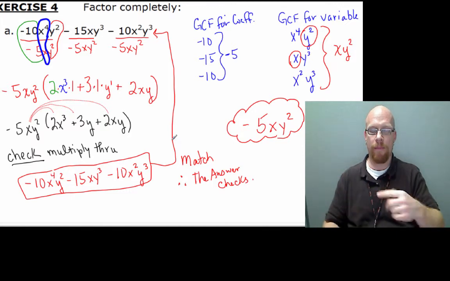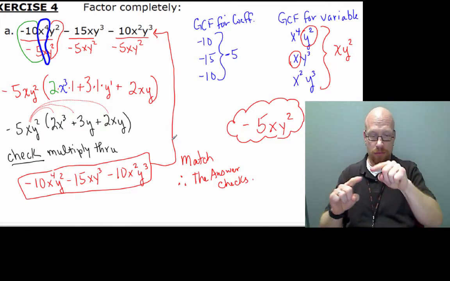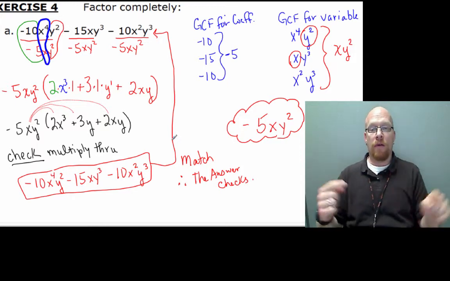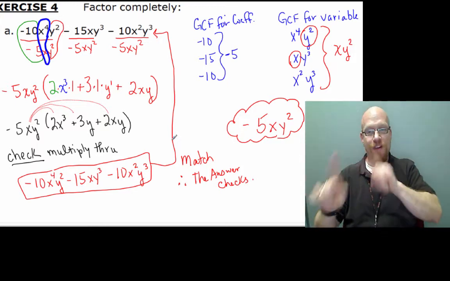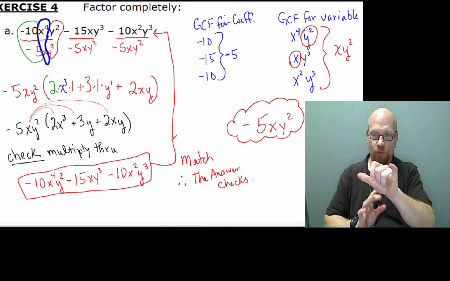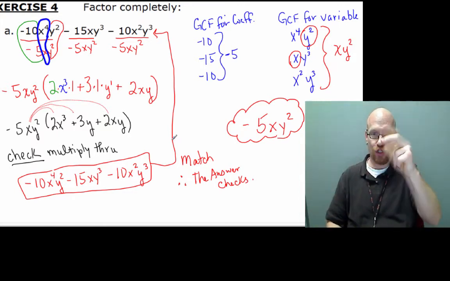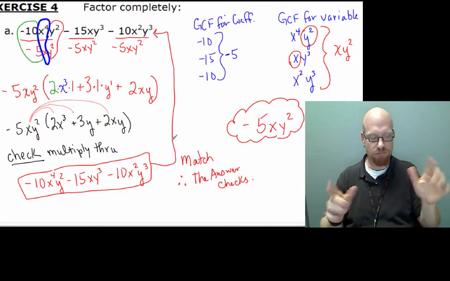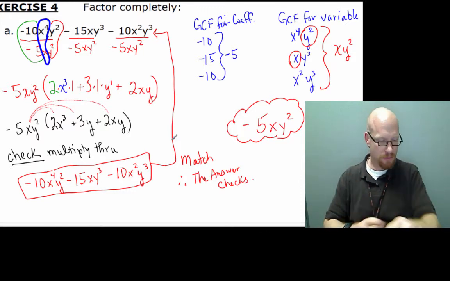Okay, one thing I'm going to change that I just did, I boxed in my check. I prefer not to do that. I would prefer to actually put a square around my answer, which is negative 5xy squared times the quantity 2x cubed plus 3y plus 2xy. I'm going to change it right now.